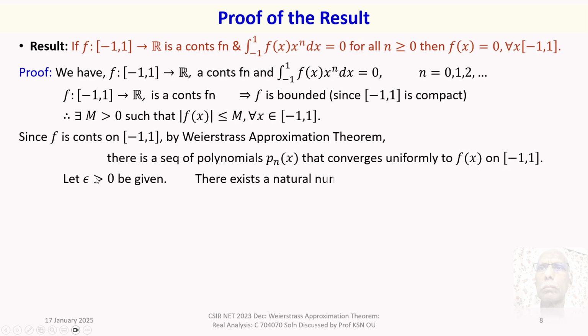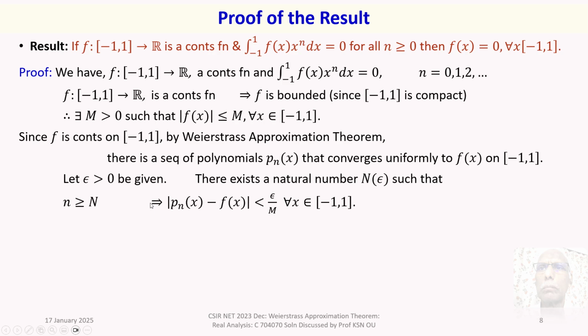Let epsilon greater than 0 be given. There exists a natural number N, which depends only on epsilon, such that n greater than or equal to N will imply mod of p_n(x) minus f(x) is less than epsilon by M, the sequence of polynomials converging to f(x). And this is true for all x belonging to minus 1 to plus 1 because of the uniform convergence.